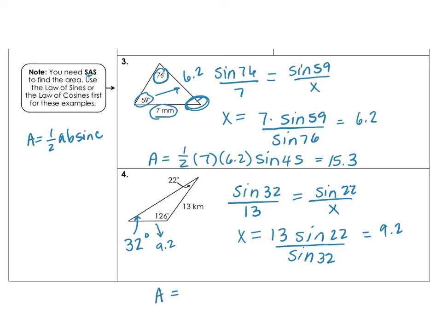And now I think we have enough information that we can go through and find our area. So that area is going to be 1/2 times 9.2 times 13 times sine of 126. So that area is going to be 48.4 kilometers squared.